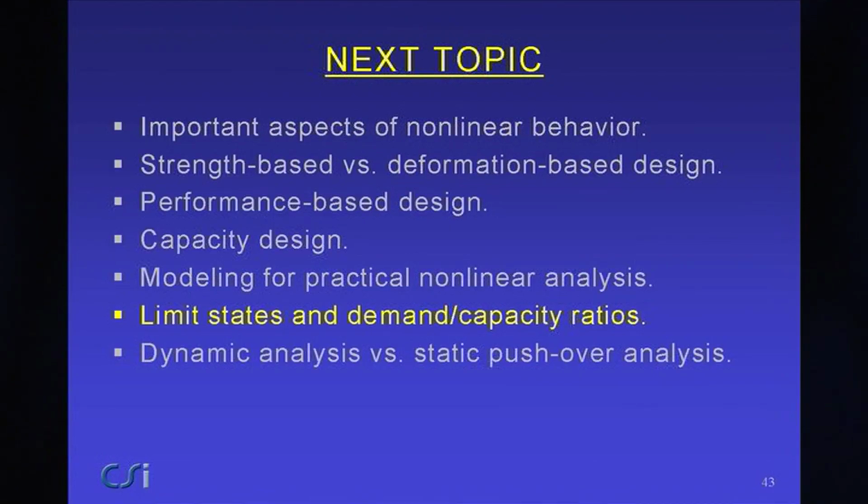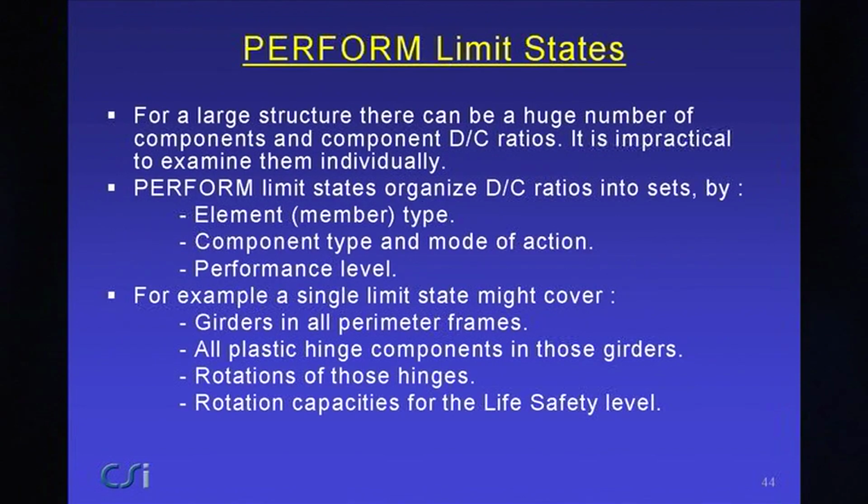Next topic, let's look now at limit states and demand capacity ratios. Perform has a specific meaning for limit states, and the reasoning is shown on this slide. For a large structure, you can have a huge number of components, thousands of plastic hinges and things like that. Let's look at plastic hinges as a particular example. A large frame could have hundreds or thousands of plastic hinges. And for each of those plastic hinges, there's a demand capacity ratio. And if you had to examine each of those individually, it's impractical.